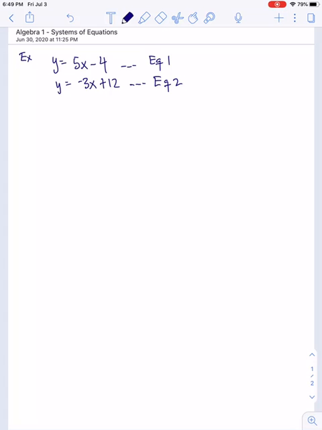So again, I'm going to pick either equation 1 or equation 2 and plug it into the opposite equation. In this case, let's pick equation 2 and plug it into equation 1. I'm going to take this product right here and plug it into the first equation for y in order to solve for x. So I'm rewriting the first equation. When I plug in this product, I will get negative 3x plus 12 equals 5x minus 4.